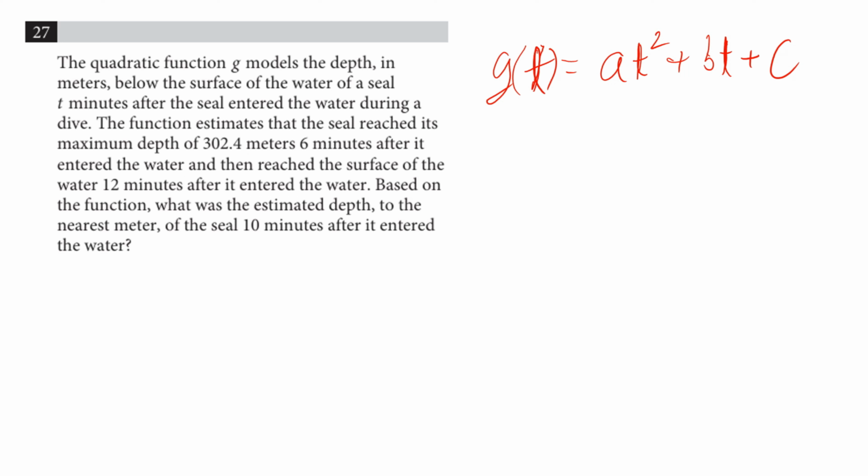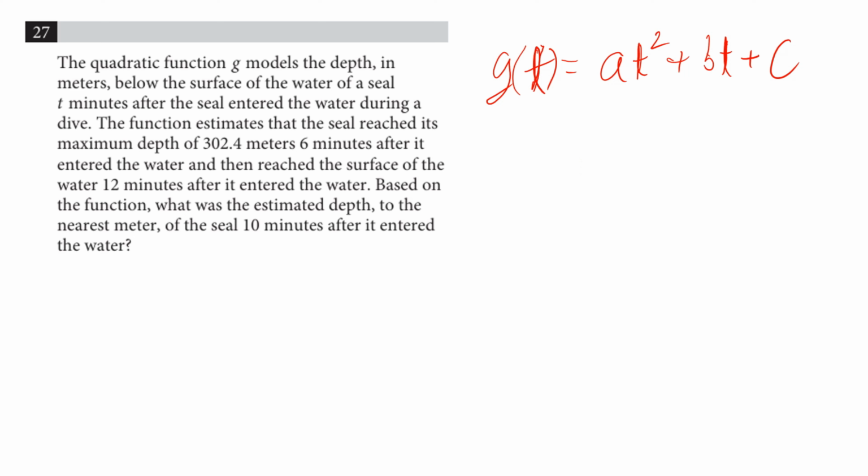Now, if we read the end of the question, it says, what was the estimated depth to the nearest meter of the seal 10 minutes? Now, what this question is basically asking you to do is to find what is the quadratic function g of t, and to just calculate what the depth would be when t is equal to 10. So it's simple. This question, although it looks super long, it's asking you to A, identify what the quadratic function is, and B, just plug in the value 10. So what is the quadratic function g of t in this case?